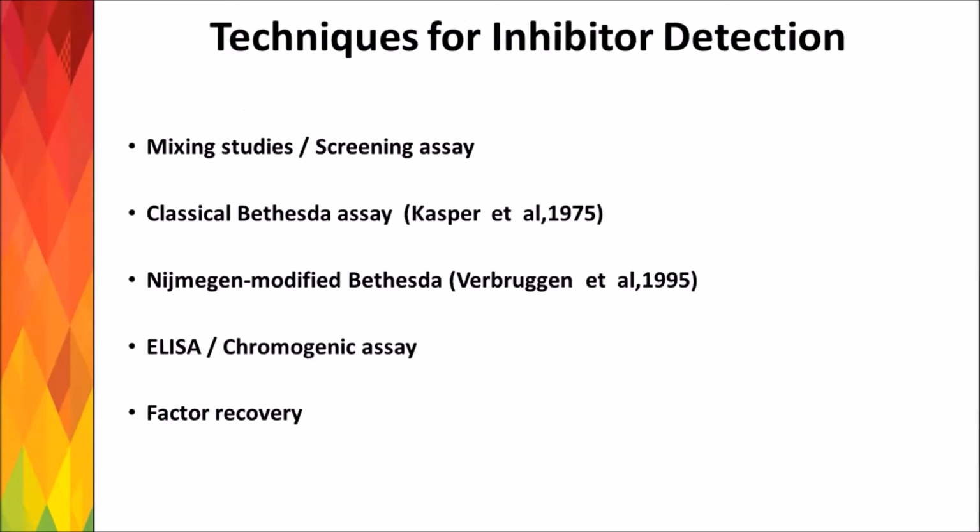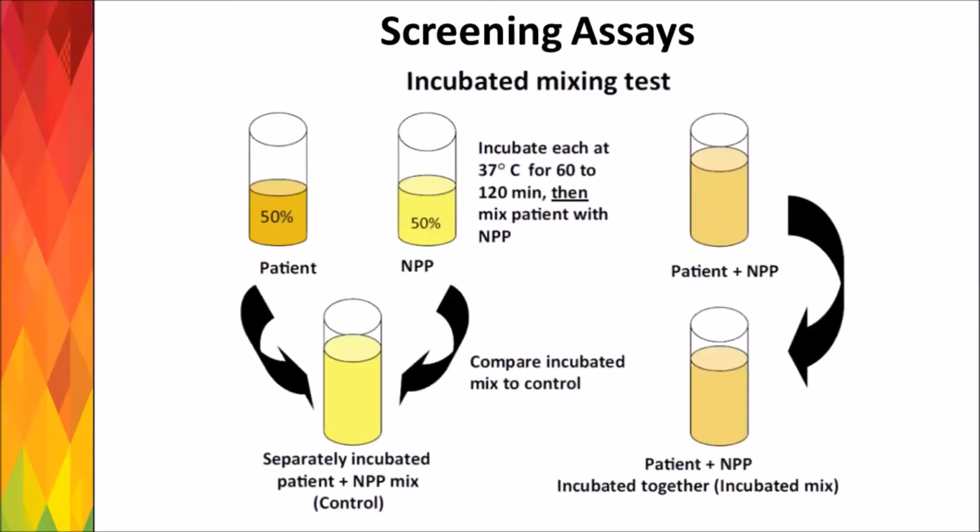So now coming to the main topic, the techniques for inhibitor detection. You have the mixing studies or the incubated mix test, that is the screening assay. Then you have the classical Bethesda assay. You have the Nijmegen modified Bethesda. You have ELISA and chromogenic assay, and you have factor recovery tests. So let's go one by one.